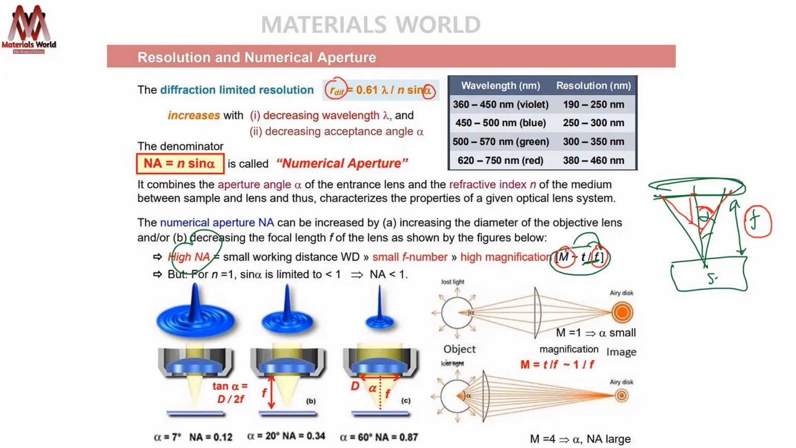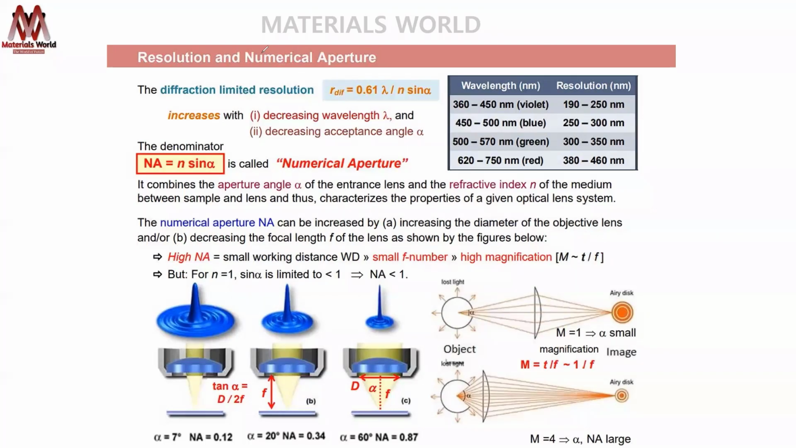In optical microscope I'm talking, not SEM. To get better resolution, your F should be low, or the working distance should be low, so that my alpha will be higher. If F is low, then magnification is high. So you can get better resolution at a higher magnification. That is the optical microscope concept. So you can read this. Now let's go to the depth of field.